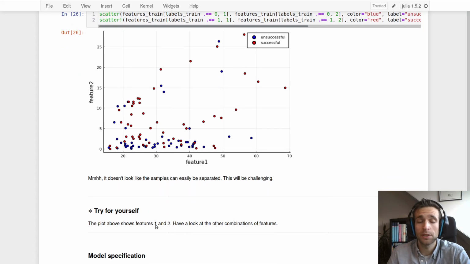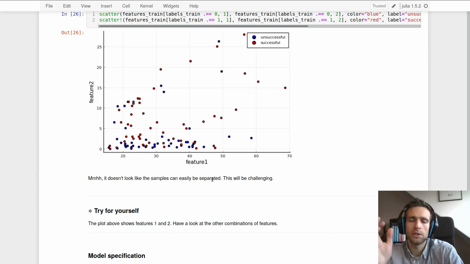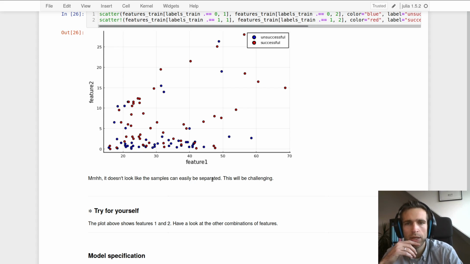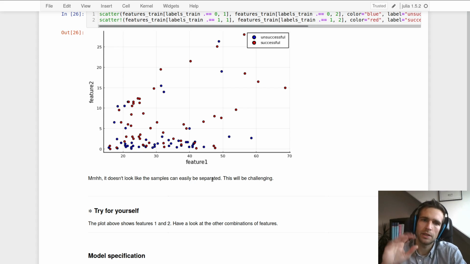So that brings us to our first try it yourself block. These are the first 2 features. You can only visualize this sort of thing in 2D, and we have 7 features, but you can look at many combinations of features. So I want you to have a look at a few combinations, like 3 and 4, 5 and 6. Try to get a feel for what the data is like. Is the problem perhaps easier in some of the other features?